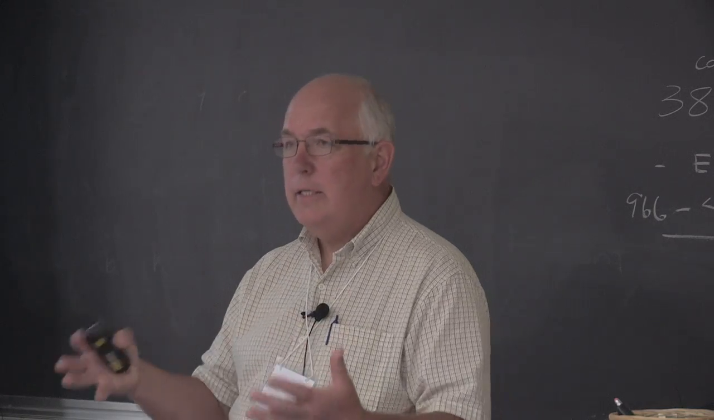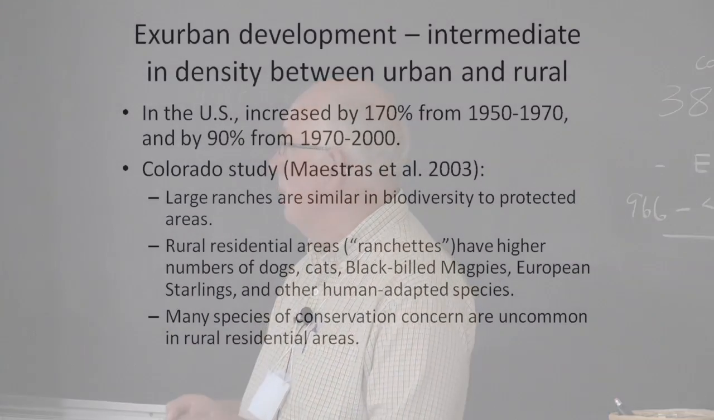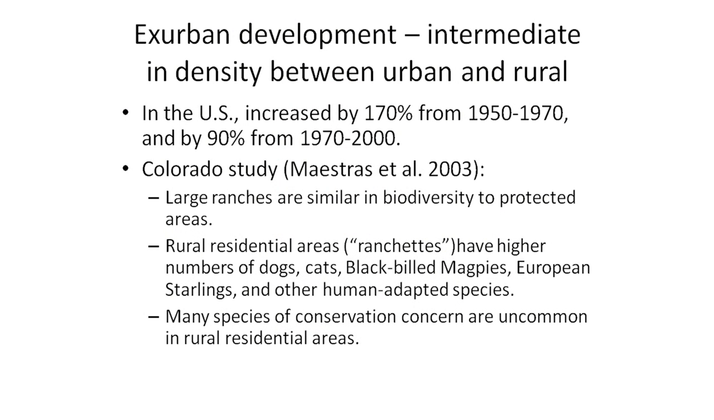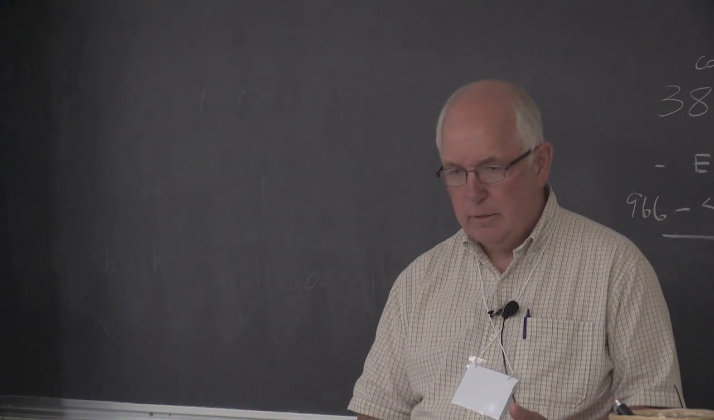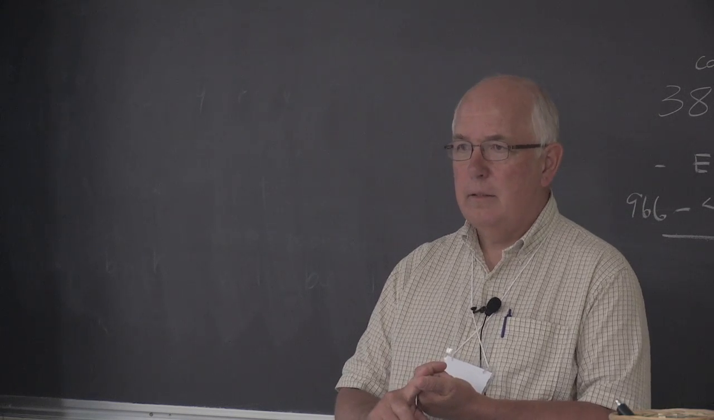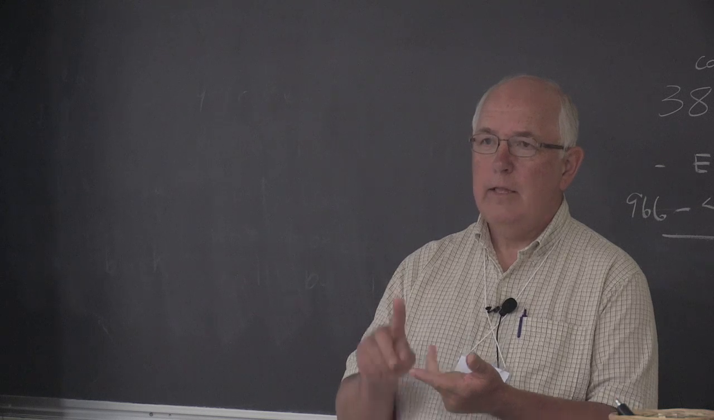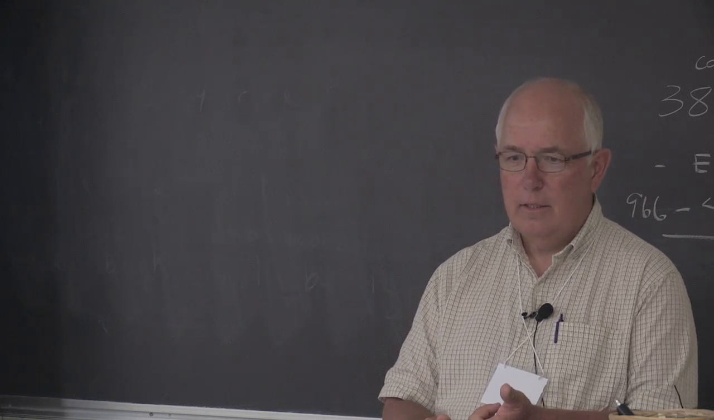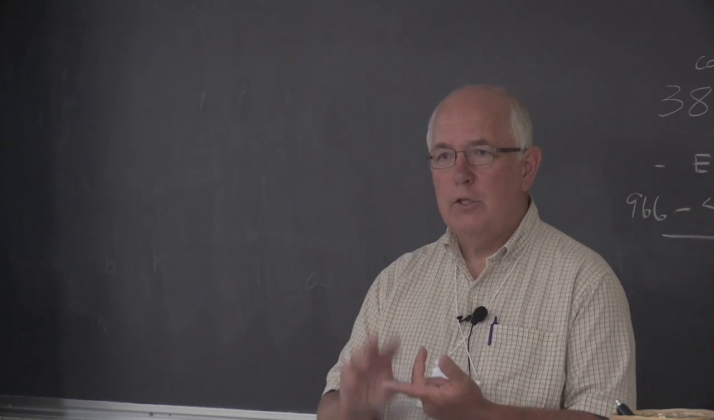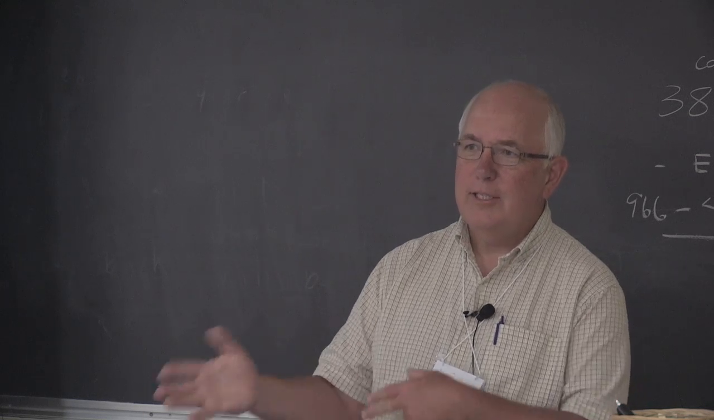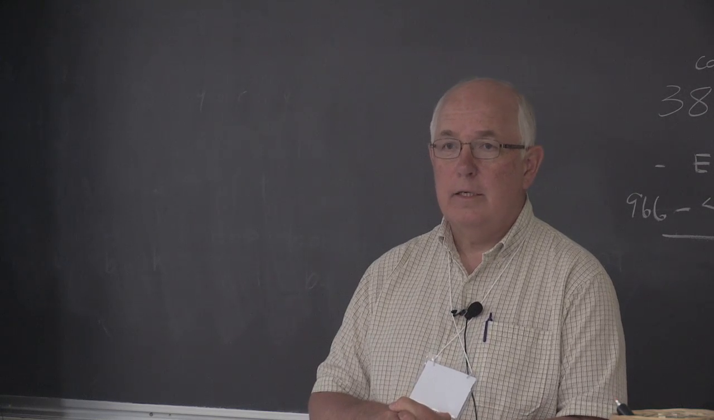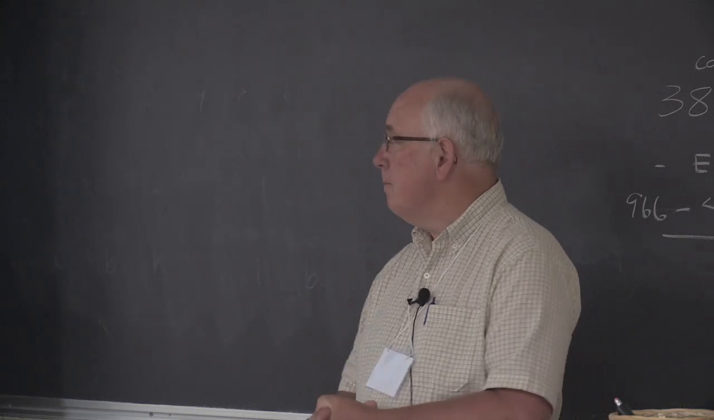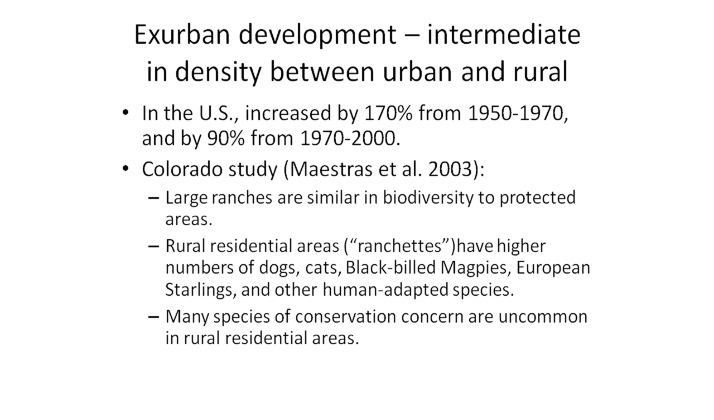In the U.S., it's increasingly being considered a major problem in terms of the amount of grasslands being affected. From 1950 to 1970 it increased by 170%, and by 90% from 1970 to 2000. There's lots of research, and here's an interesting study from Colorado showing that if you think of three classes of land use: protected areas like national parks, large ranches, and then ex-urban development, small rural residential development. If you look at it in terms of biodiversity, the large ranches are actually similar to the protected areas. A ranch is just about as good as a national park in terms of conserving biodiversity. Whereas areas divided up into rural residences have a number of negatives for biodiversity, for example, higher populations of dogs and cats.